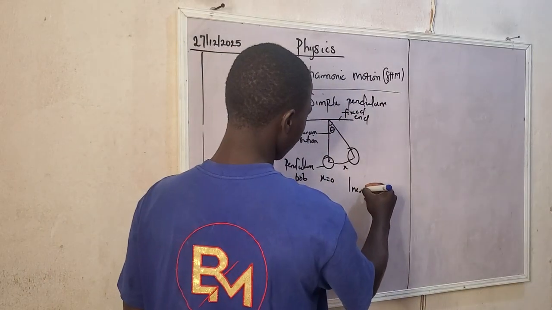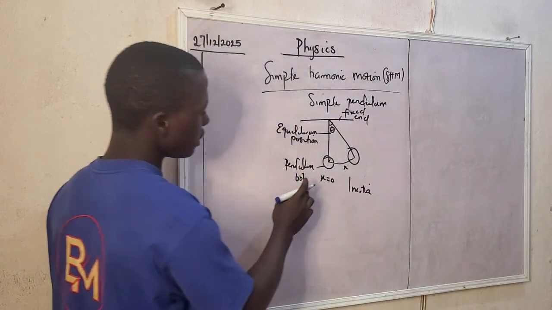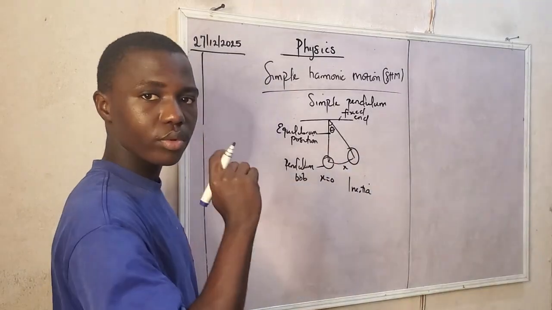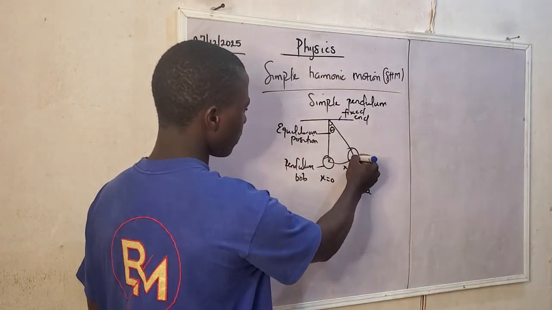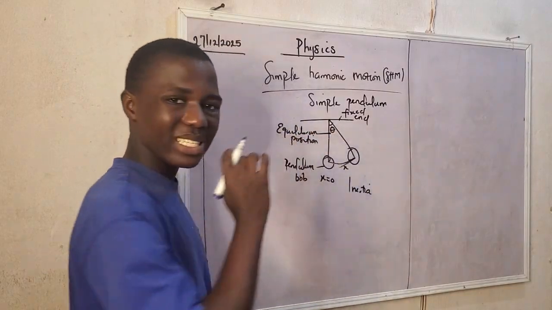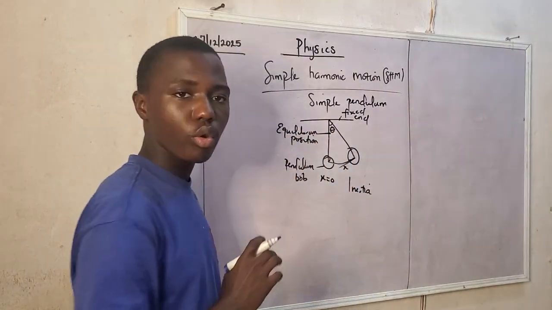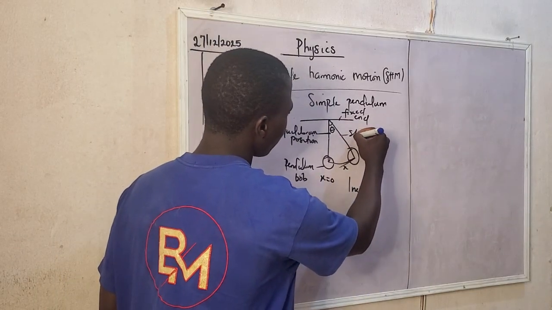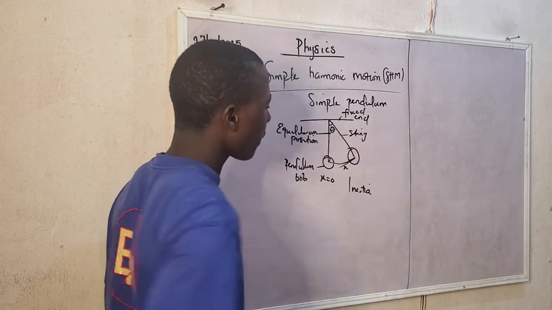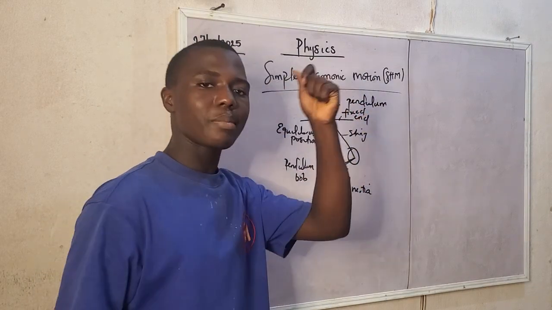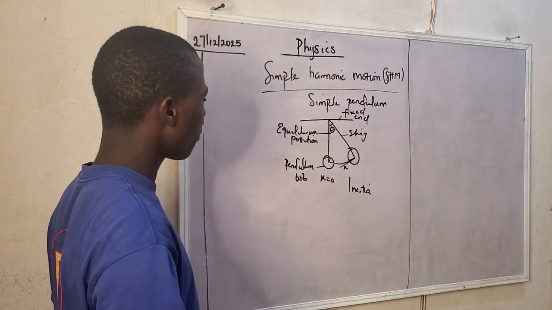Please note, when the object is displaced through a distance of x, there is a force which tends to pull the object backward towards the equilibrium position, and that force is the restoring force. It is tangential to the arc created by the distance displaced by the pendulum ball, and it is perpendicular to the string of the pendulum.